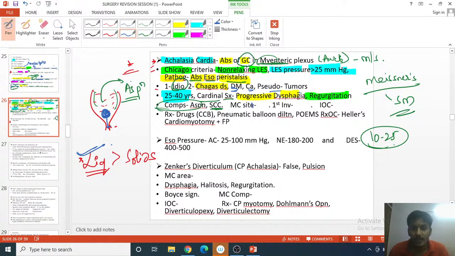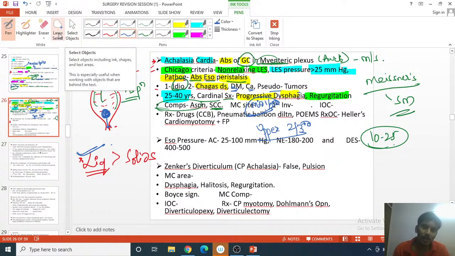Yes, it is your middle 1/3. So remember, mid 1/3. Okay, if mid 1/3 is not in the options, then upper 2/3 is also an option. But if mid 1/3 is there, that is the best option. So middle 1/3 is the most common site for squamous cell carcinoma.